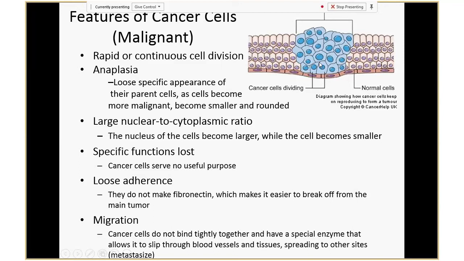What that can mean is that it can produce a lot of cells in a short amount of time. As I said, you can see how the nucleus is getting bigger and the cells are getting smaller. Cancer cells don't serve any useful purpose in the body. So when these cells are produced, we can kill them and not feel bad about it because they're not producing any type of cause.